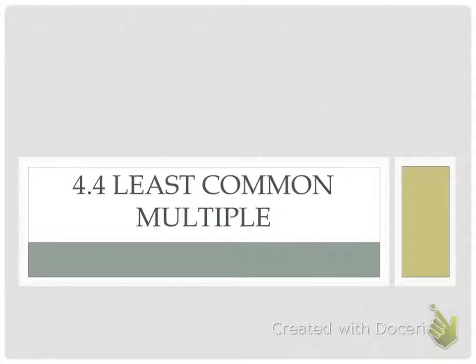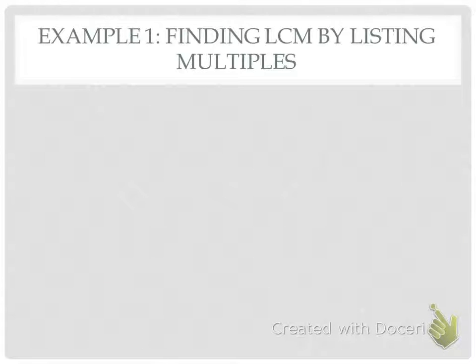All right, so today we're working through least common multiple. We've learned GCF, and like we just talked about, LCM is just one more step after we find the GCF. All right, so let's look at example 1 now. There's two ways that I can find LCM. The first one is by listing multiples, and the second way is by doing the prime factorization.